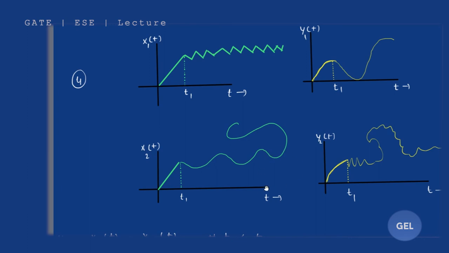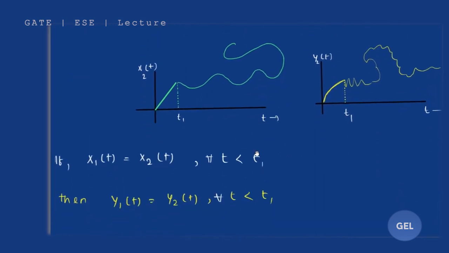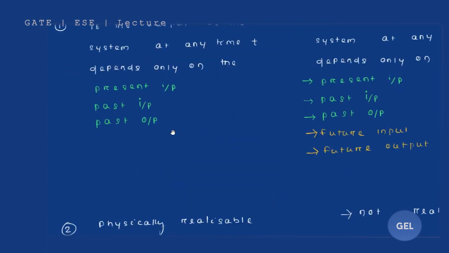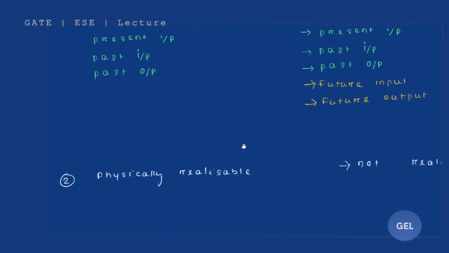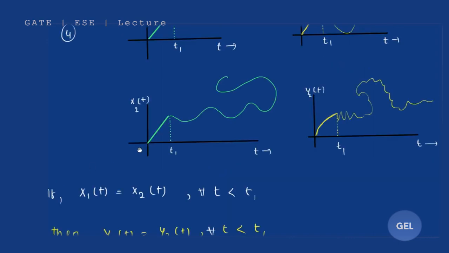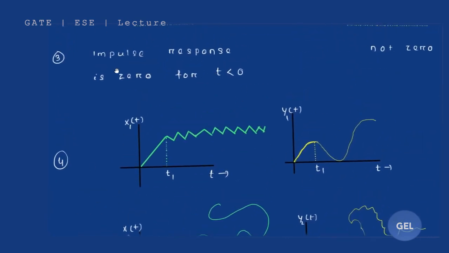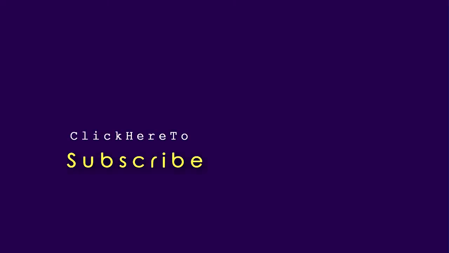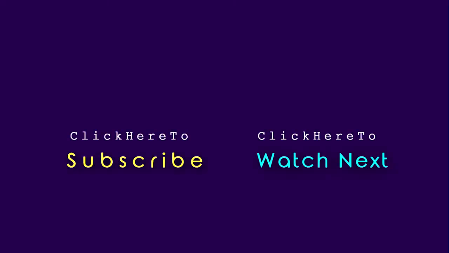So for a system to be causal, you can conclude that the system is causal. Please remember these 4 points. First point that I told you is the definition. Second point, whether it is physically realizable or not. Third point is how it behaves for the impulse response. And fourth point is the graphical representation or graphical conclusion. Now let's solve a couple of examples. You will get clarity.